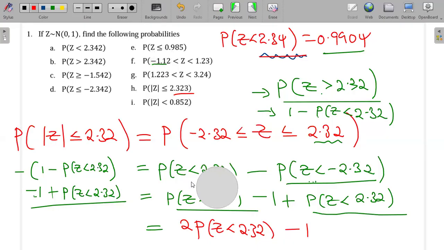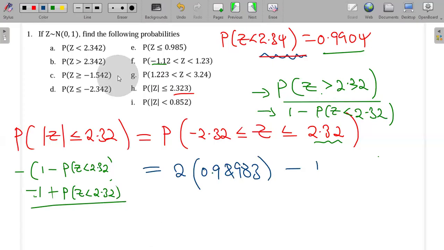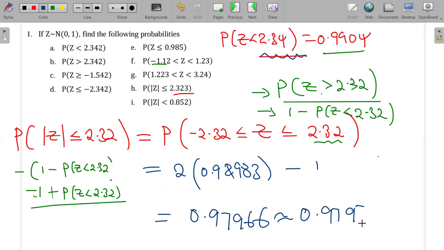So I can erase some of this on top. It will be equal to 2, and then this probability we found, 0.983, minus 1. So we can multiply there: you multiply this number by 2, and then subtract 1. It's giving me 0.97966. We can round it off to 4 decimal places to be 0.9797. So that will be the answer that I'm getting there.